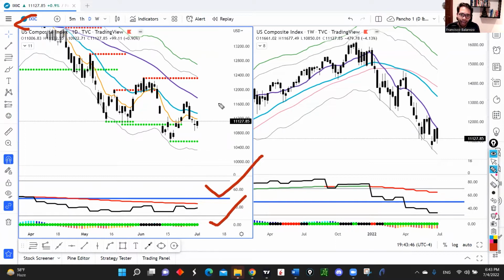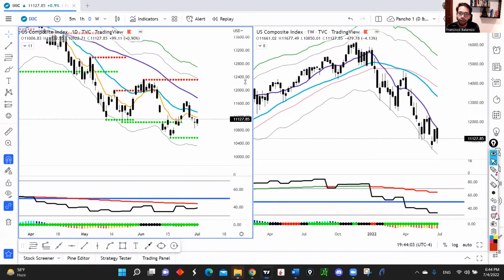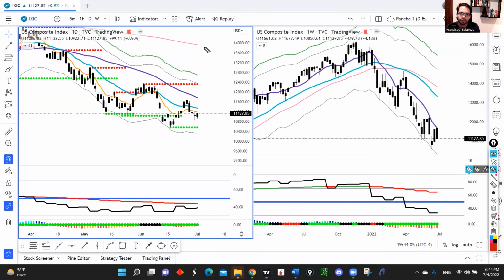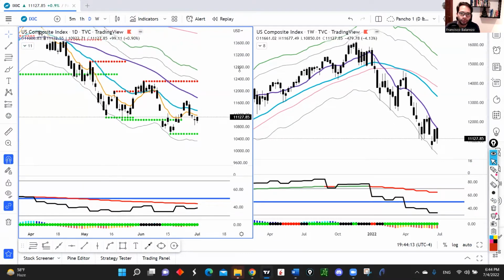On my screen, I have the 21 exponential moving average, which is the blue moving average right here. I have the 8 exponential moving average, which is the orange exponential moving average in the chart. I have the 50 DMA, and then I also have the 200 EMA, which is a little bit here. As you can see, we have been on a really strong downtrend. And then to my left, I have the daily chart, and to my right, I have the weekly chart.